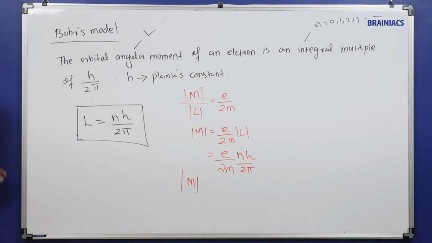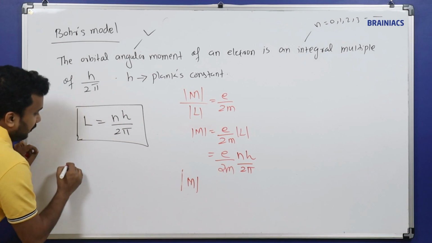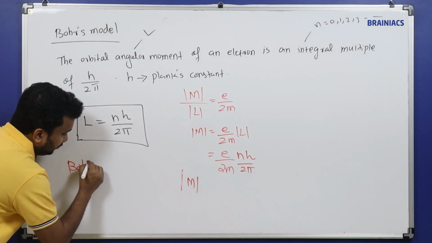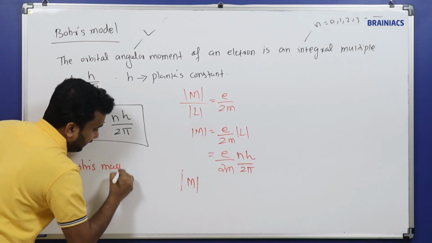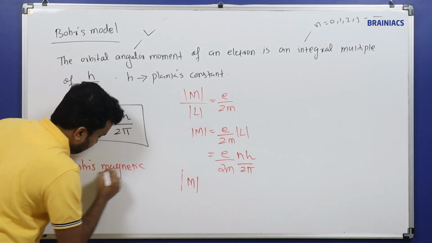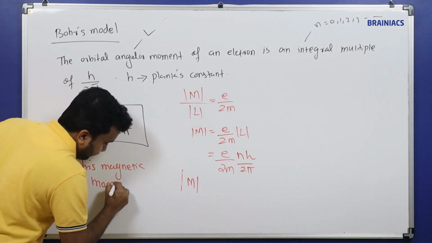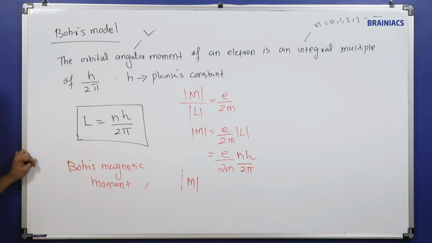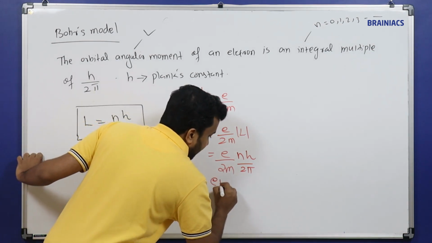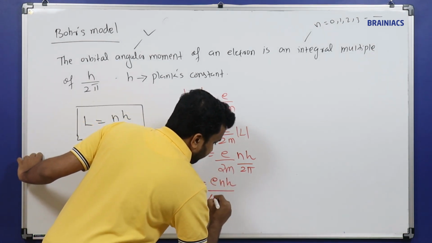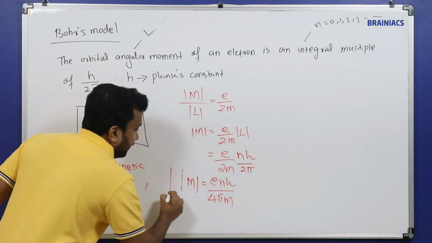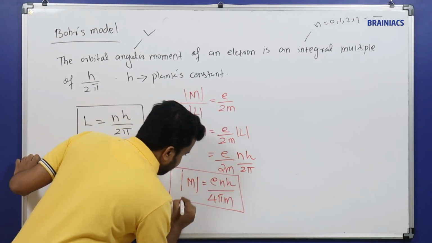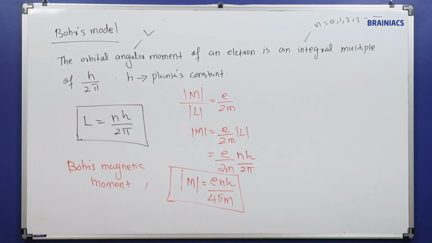So the angular momentum is given. Here this is called Bohr's magnetic moment: M equal to enh divided by 4 pi m. Very, very important. enh divided by 4 pi m.